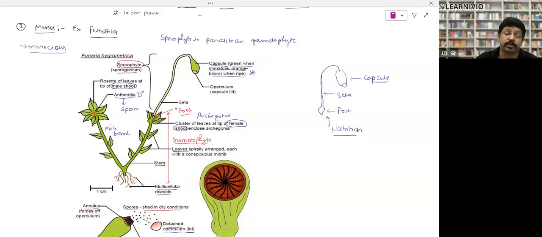That is the first question: what is the color of the capsule, and how does it change color? That is a very, very important question for the NEET examiner, right?